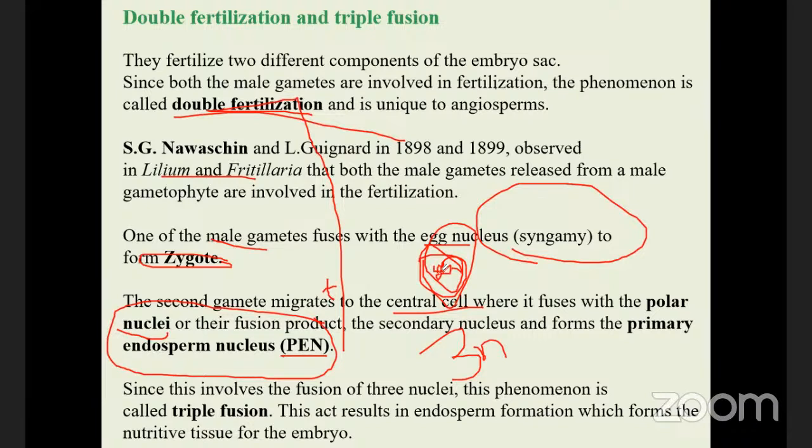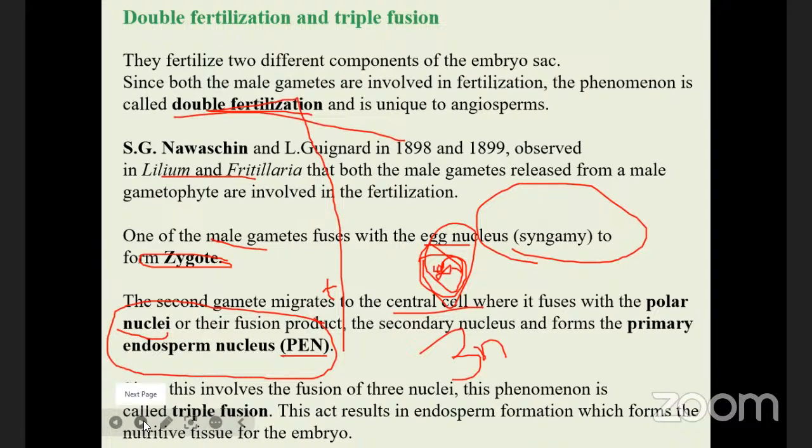Usually triploid endosperm, because of triple fusion, three nuclear fusion. This endosperm will be useful in the maturation and development of the embryo. But whereas in the gymnosperm, it is haploid.